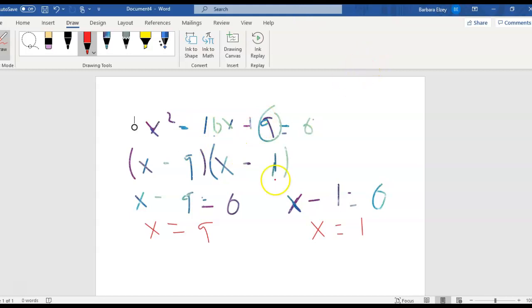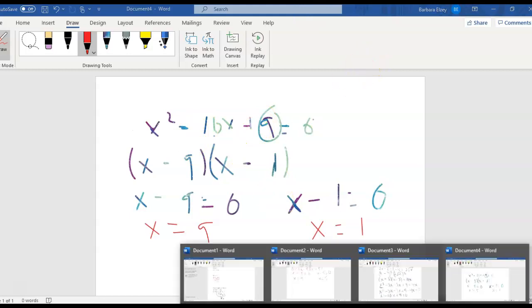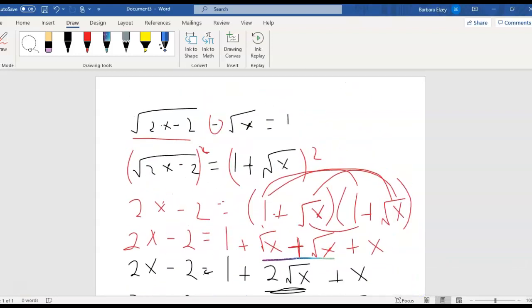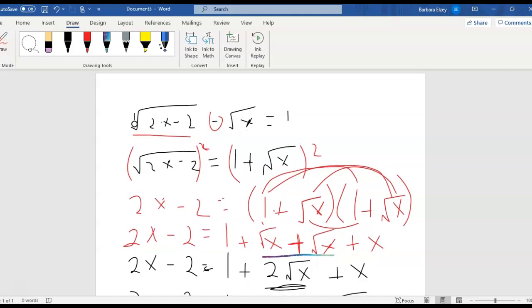So let's put 9 back in the original. Let's see if I can go back here to the original. Maybe there's room, there may not be. Oh, maybe right above it. So if I put 9 back in here, I'll have 2 times 9 minus 2 under that square root minus the square root of 9 equals 1.